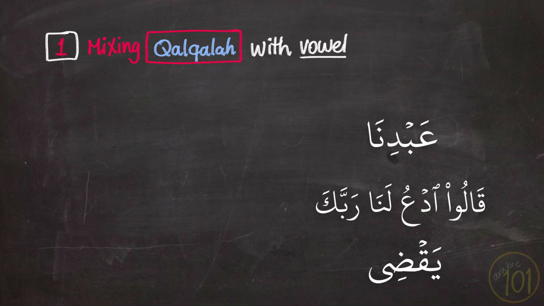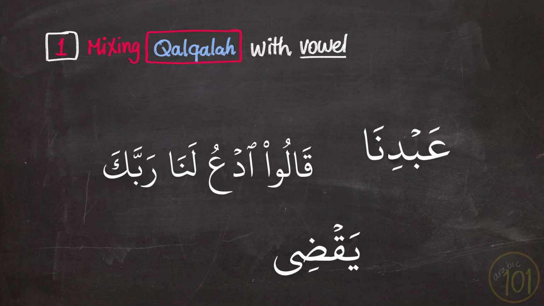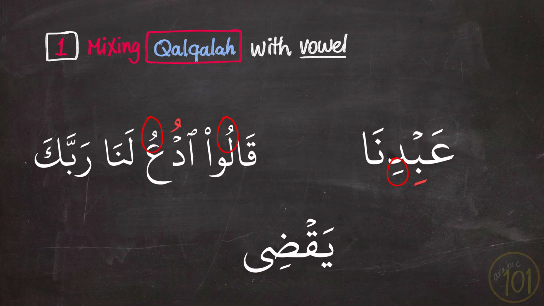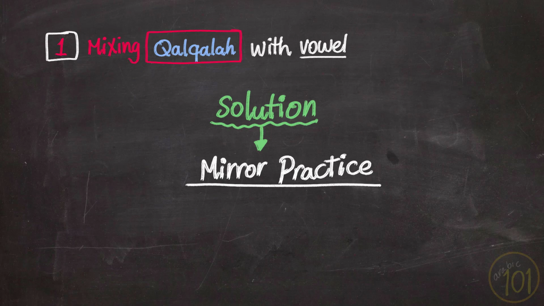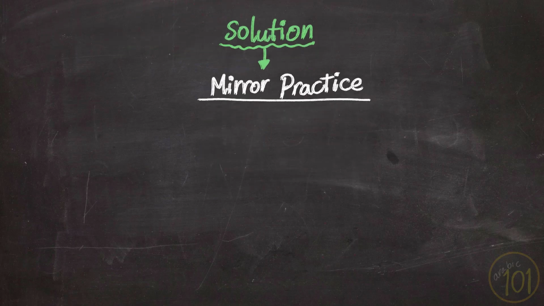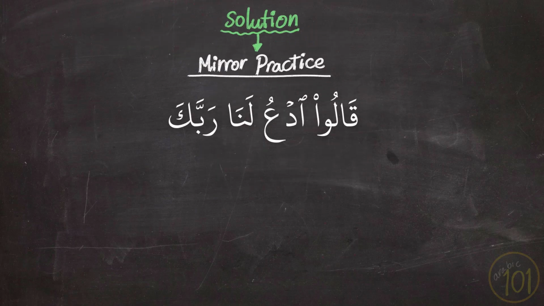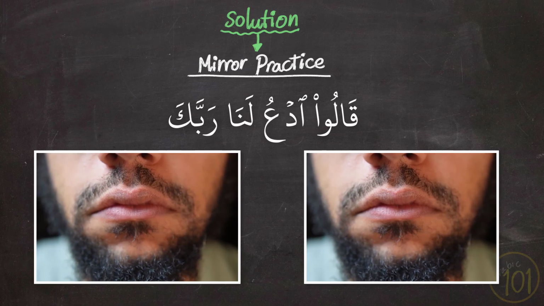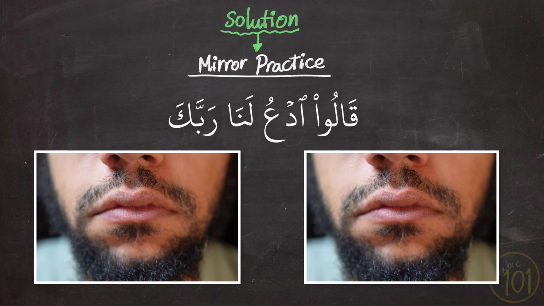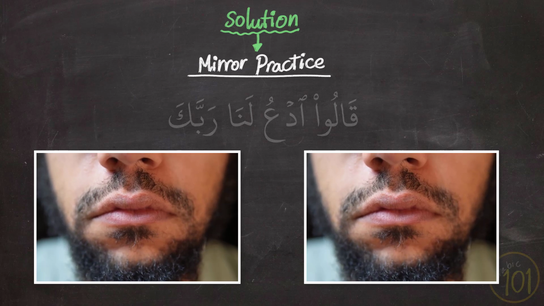يقضي. The reason why this mistake happens is when a letter before or after affects the qalqalah letter by adding a hint of that vowel. The best way to practice this and get over this problem is practicing in front of a mirror to watch your mouth movement. For example, in the case of this example, just by looking at the mouth movement, which of these two will produce the correct qalqalah pronunciation?